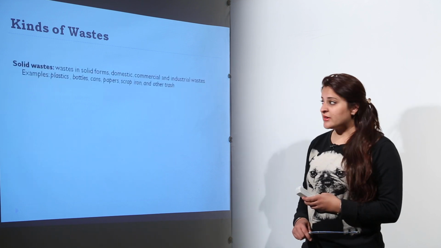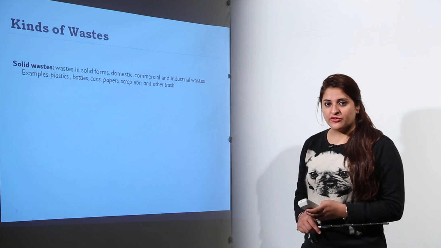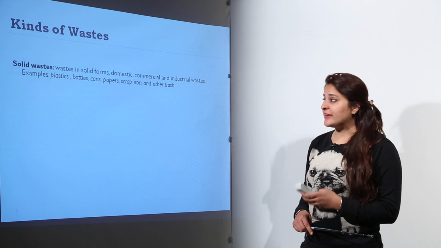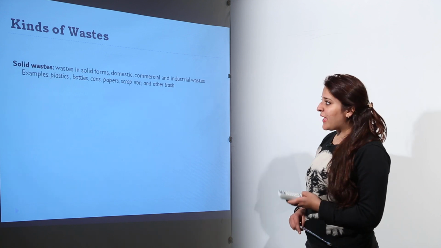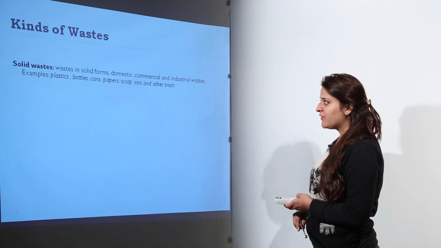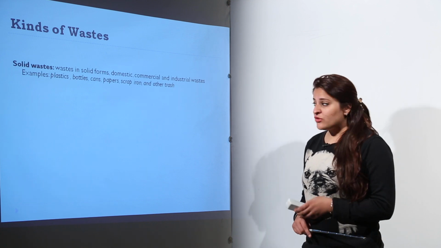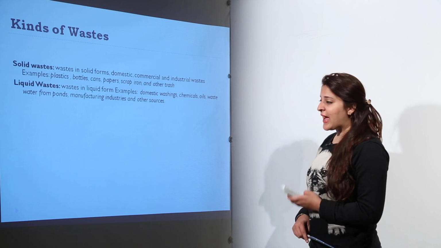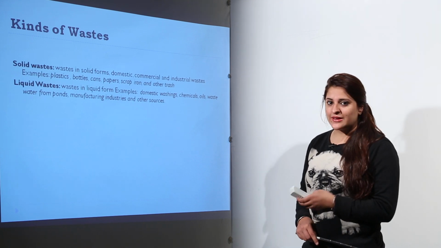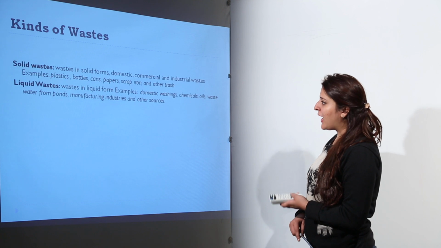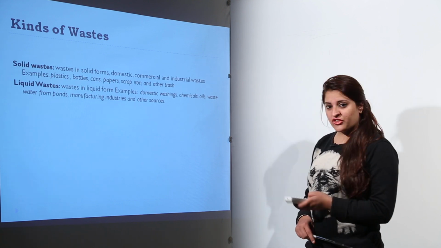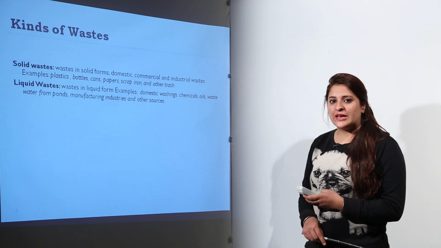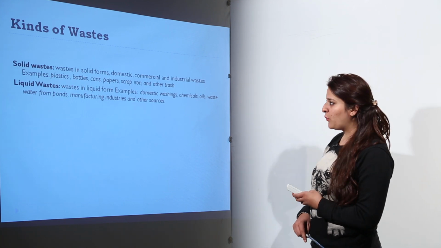One is solid waste. Waste that is present in solid form can result from domestic activities, commercial purposes, and industrial waste, and these include plastics, bottles, cans, paper, scrap iron and other trash. Next is liquid waste. As the name implies, it is waste in the form of a liquid, and this can result from domestic washings, chemicals, and oil waste. All these compounds which are liquid in nature comprise liquid waste.